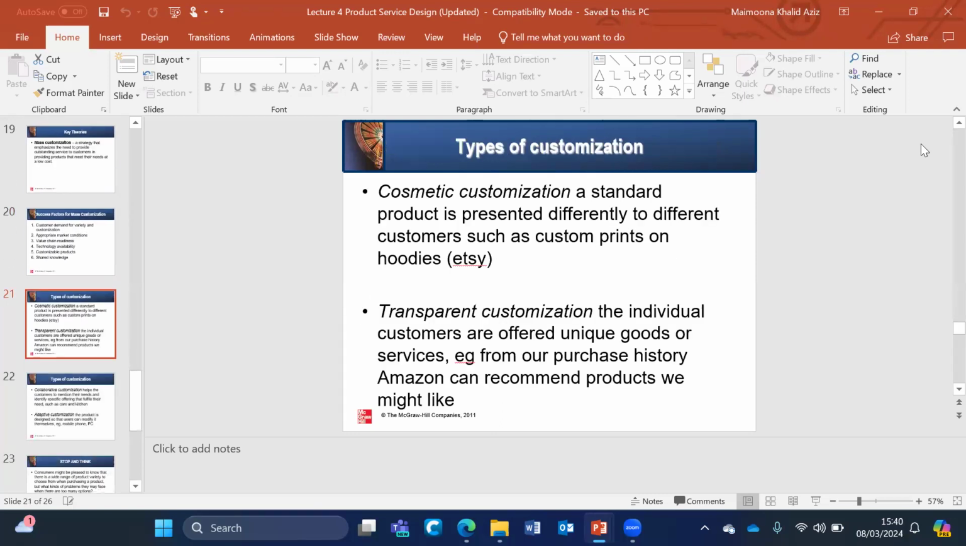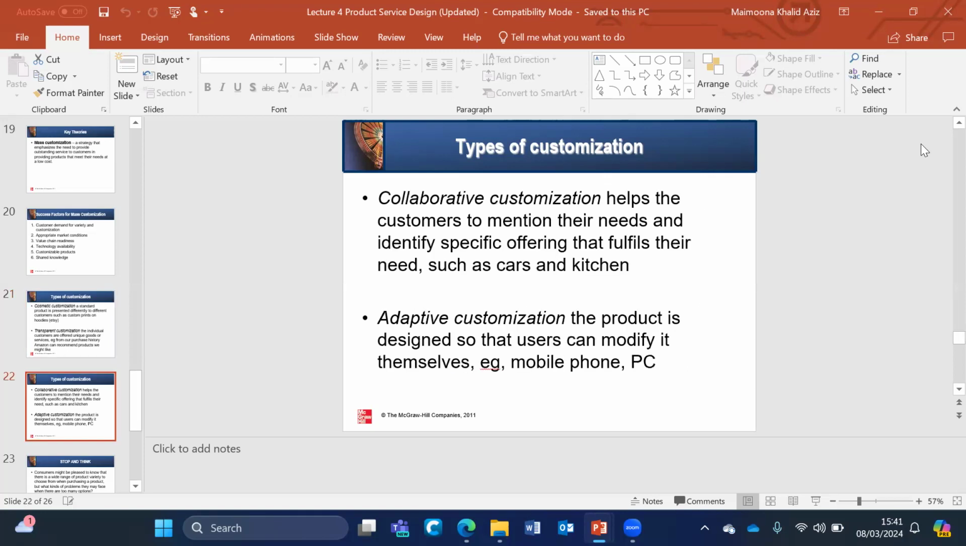Now let's move on. So there are different types of customization. There's cosmetic customization, where a standard product is presented differently to different customers, such as a customized print on a hoodie, for example, Etsy. Then there's transparent customization. Here, the individual customers are offered unique goods or services from their purchase history. So, for example, if you go on Amazon and you search for something, chances are the next week you will find similar products. They will keep suggesting similar products to you.